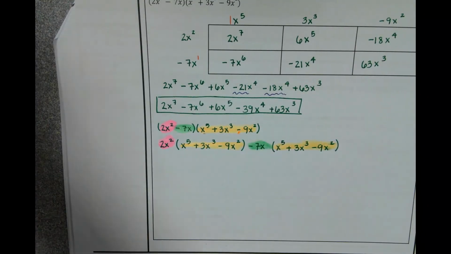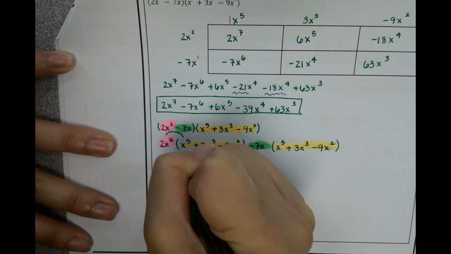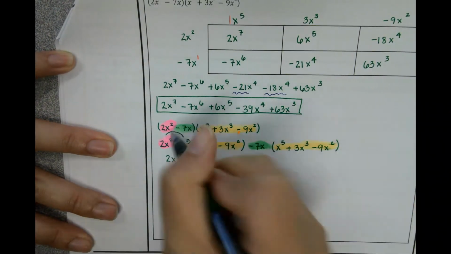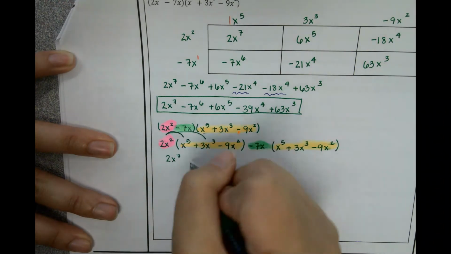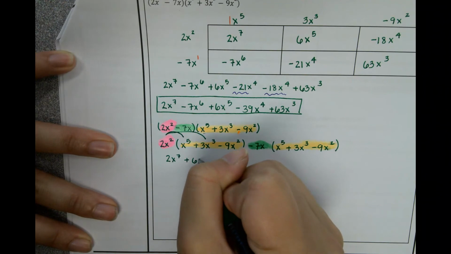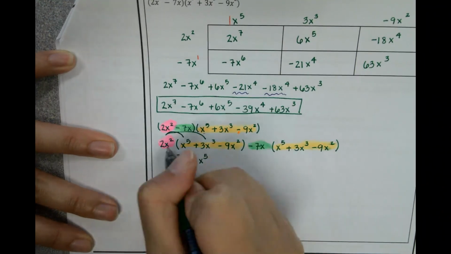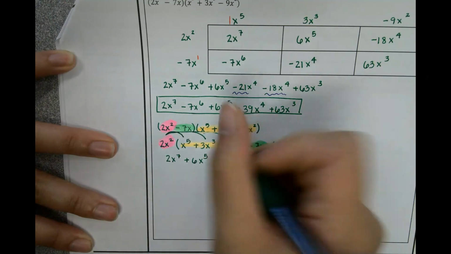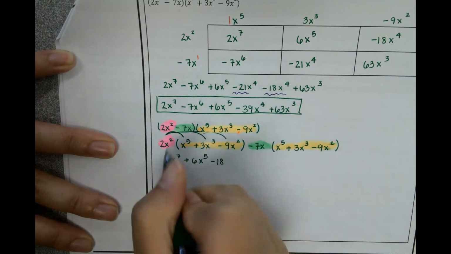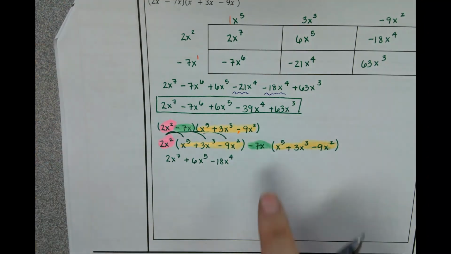So let's go. Okay, so 2x squared times x to the 5th gives me 2x to the 7th. 2x squared times 3x to the 3rd gives me 2 times 3 is 6. X squared times x to the 3rd is x to the 5th. 2x squared times negative 9x squared, so 2 times negative 9 is negative 18. X squared times x squared is x to the 4th. Okay, then I'm going to move on to the next one.